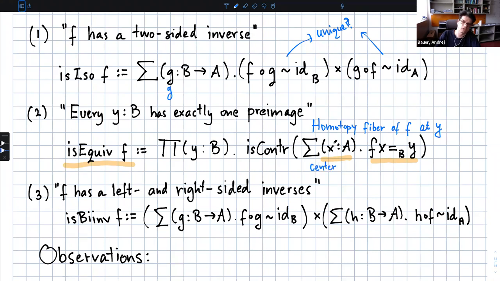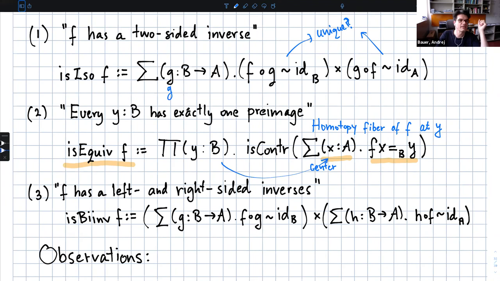And that center of contraction will give me a point in A. So whenever you have an equivalence, you're going to get a map from B to A as well. Wow, okay. So you're going to get a map like that. It wants to be a straight line. And so there will be an inverse to F.